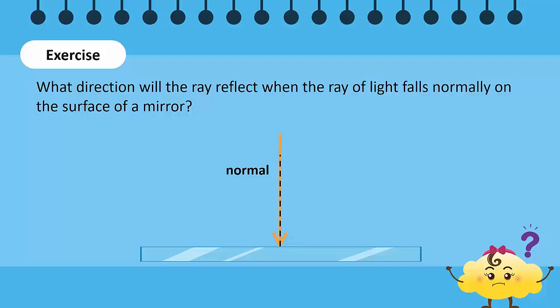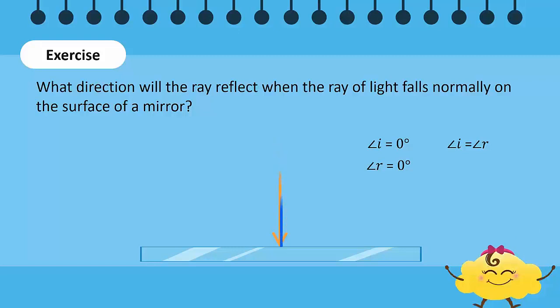When a ray of light falls normally onto the surface of the mirror, it makes a 0-degree angle with the normal. According to the law of reflection, the angle of reflection is also 0 degrees. Hence, the reflected ray moves back along the normal. This is how we see our reflection in the mirror when we stand in front of it.